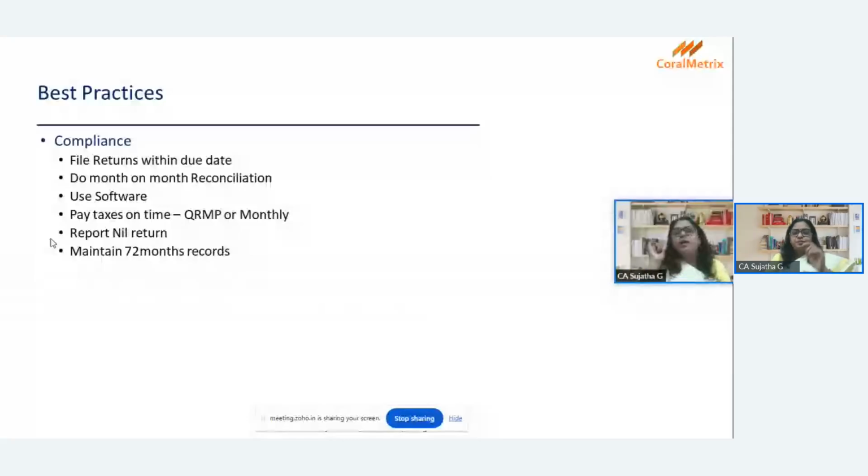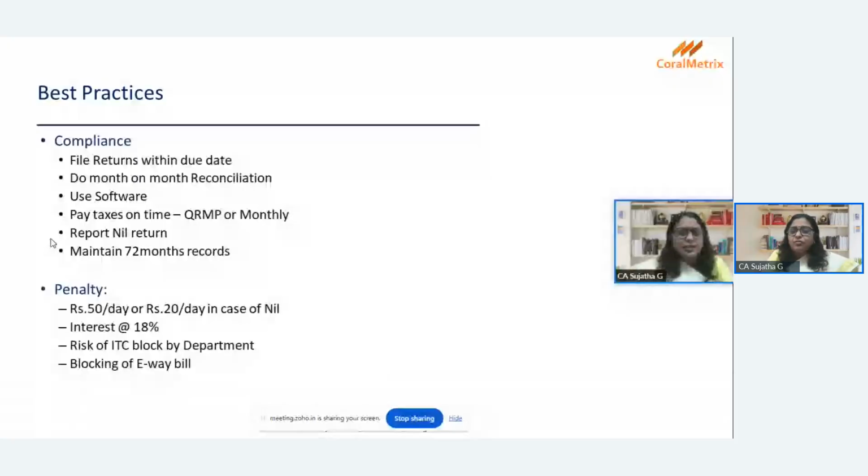Next comes the penalty. Maybe the late filing fee may be very small. In case of a nil return, you pay 20 rupees per day. And in case of any taxable amount, whenever there is a tax, you may pay 50 rupees a day. It may look small, but it's not just the delayed payment. There are certain consequences, as I said, because of non-filing, because of non-availment of input tax credit on time. The recipient of your service or buyer of your goods is put into trouble. It is not just you. It is a person who is depending on you.